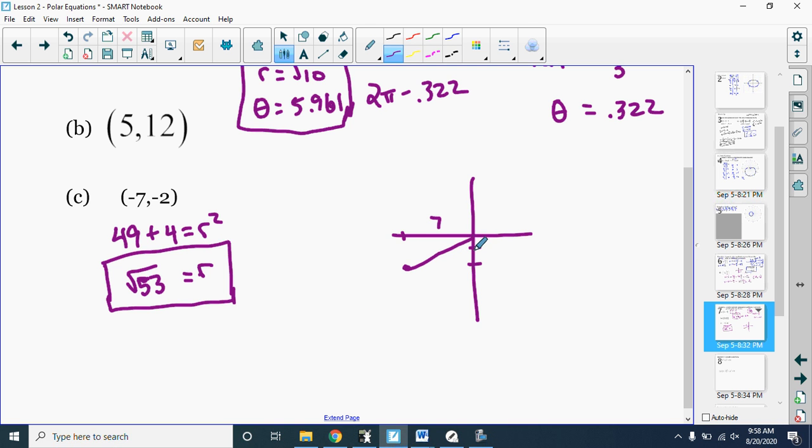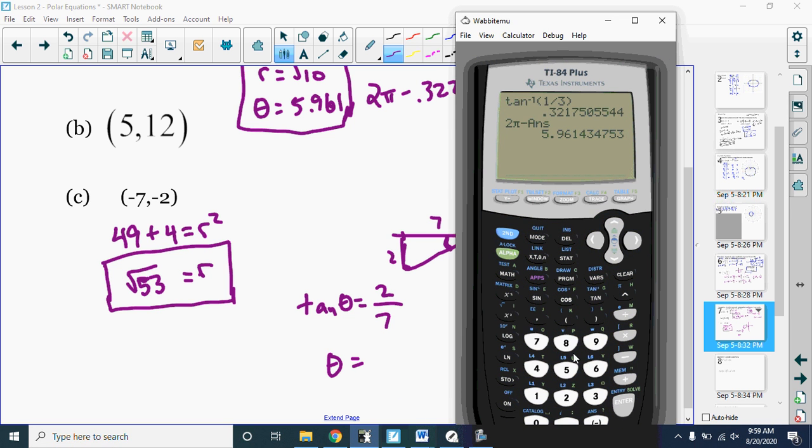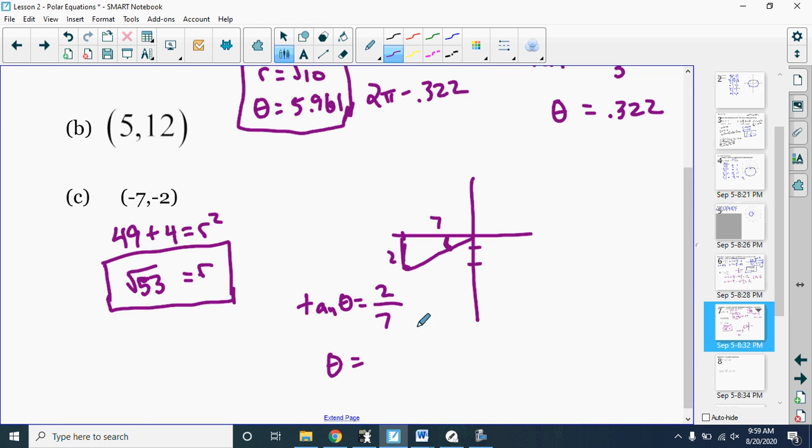I need to get an angle. Doesn't matter if I get this one or this one. I'm going to get this one. We're going to say tangent theta equals opposite over adjacent. So that angle that I found right here is 0.278.